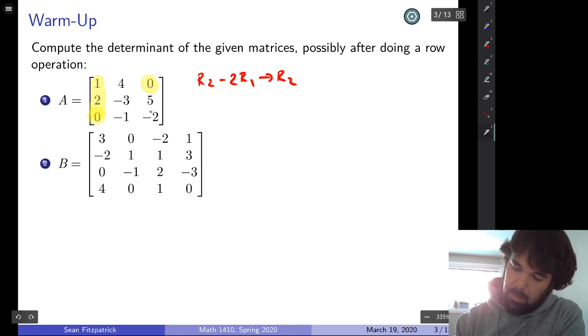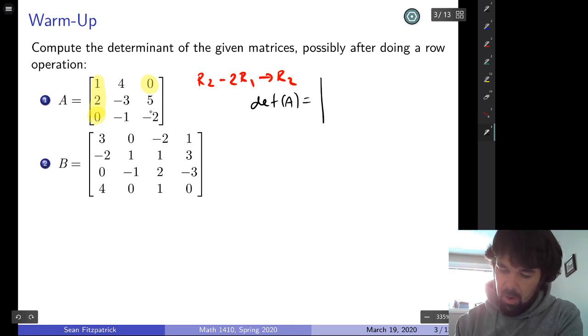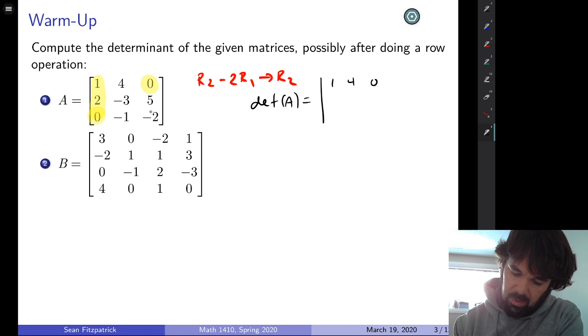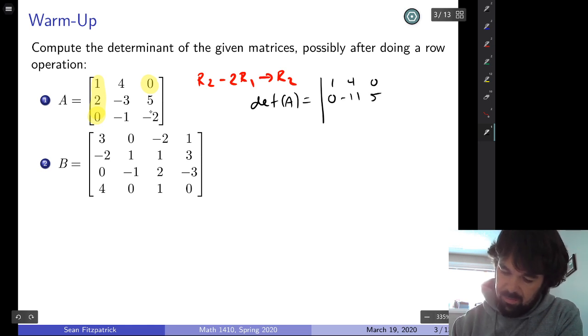When I do that row operation, I'm going to get a new matrix whose determinant is the same as the old matrix. So I can say that the determinant of A will equal the determinant that I get after that row operation. 1, 4, 0. And then I get 2 minus 2, 0. Minus 3 minus 8 is minus 11. 5 minus 0 is still 5. 0 minus 1 is minus 2.